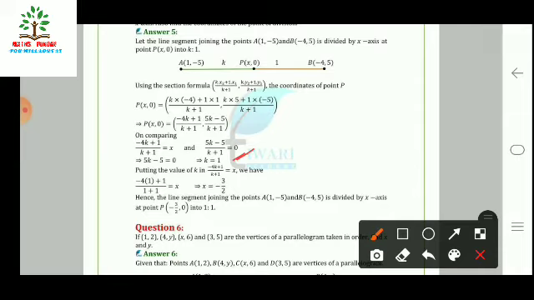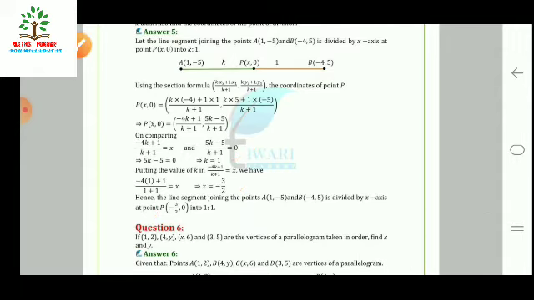Now putting the value of k in the equation, 5k minus 5 is equal to 0, or putting the values in any of the equations, because we have to find the value of x. So the value of x is coming minus 3 upon 2. So it means the ratio is 1 is to 1 and the coordinates are minus 3 upon 2 comma 0.